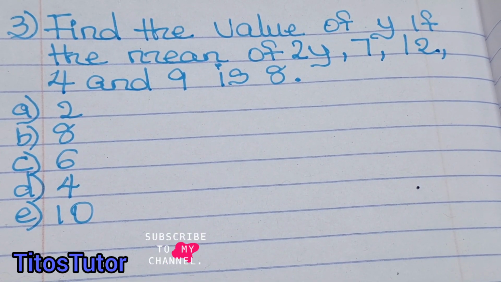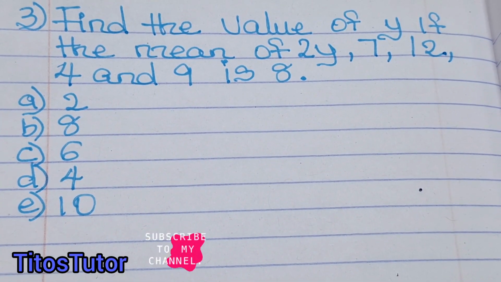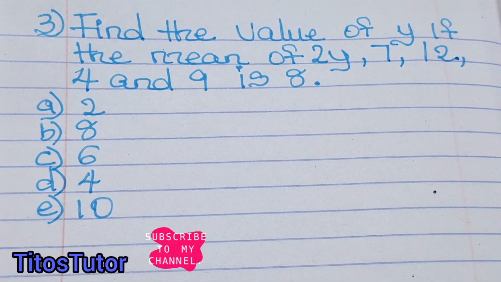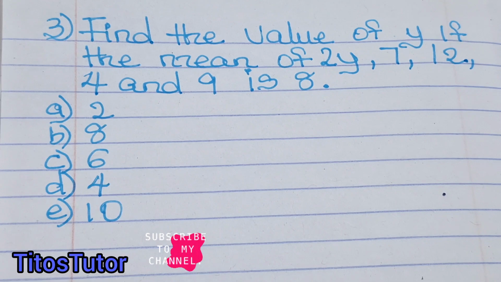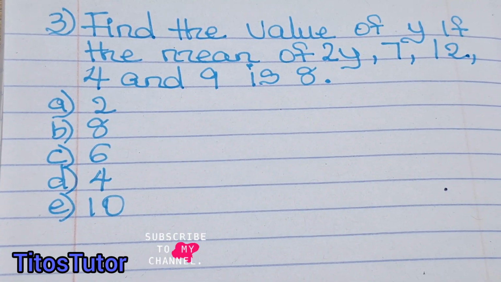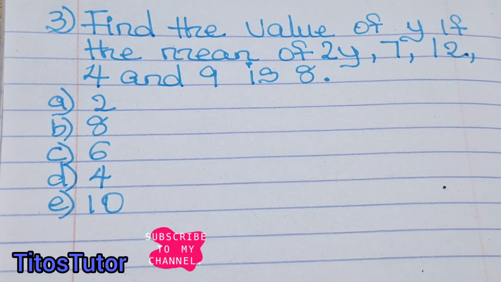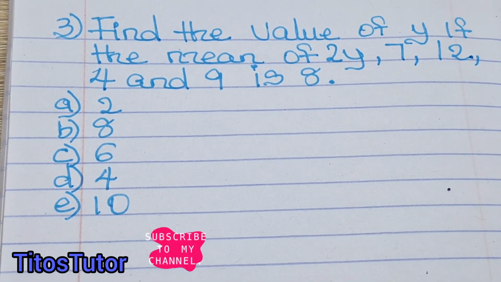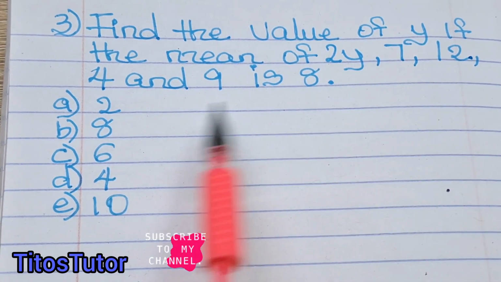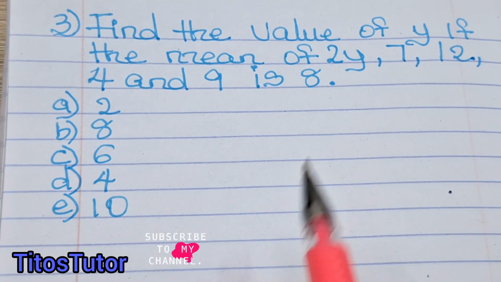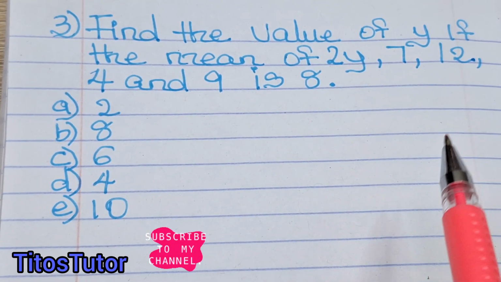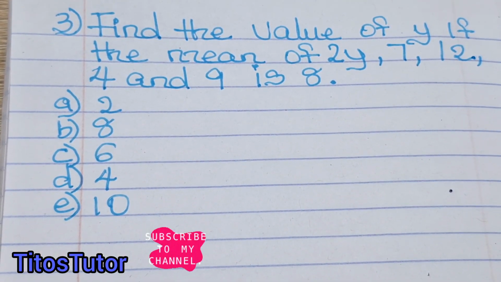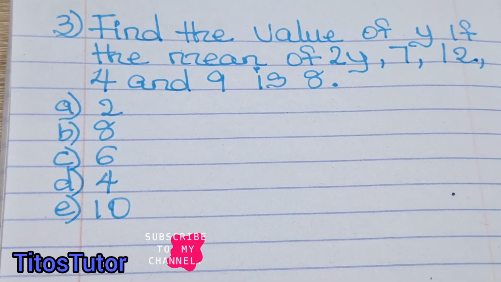Okay, so here is question 3, and it says find the value of y if the mean, and average means the same thing, of 2y, 7, 12, 4, and 9 is 8. That means the mean is 8 of these 5 numbers. So I'm going to add all these 5 numbers together and divide by 5. It will be equal to the mean, because the mean is the sum of all the numbers over n, the amount of numbers that are there.